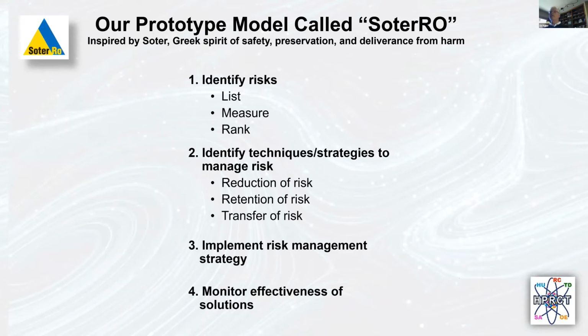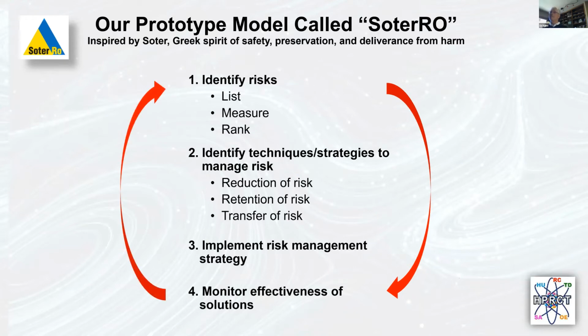So the whole idea here is to identify risk: you list, measure, and rank. Then you look at strategies to manage the risk. You can reduce it, you can retain it, or you can transfer the risk. Then you implement a risk management strategy, and then you automate as best you can the effectiveness of solutions. Then you come right back and remeasure the solutions to see how well they work.